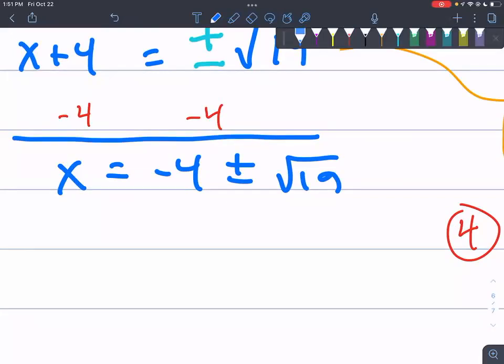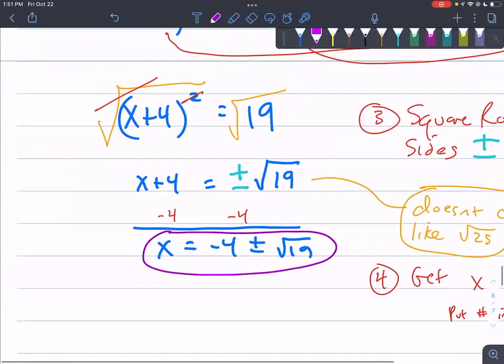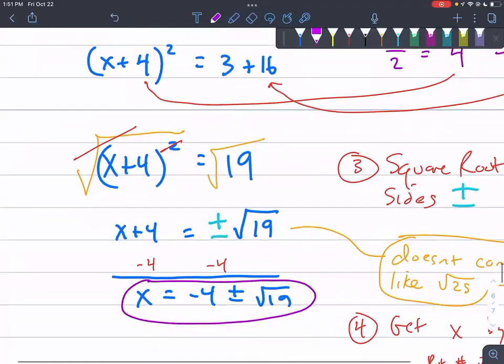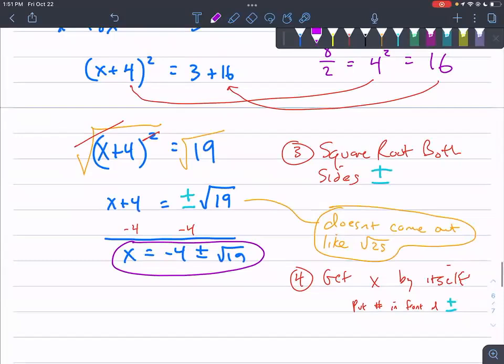Yeah, and you should just be able to enter this in. That's the answer. Any questions on any of these steps here? Get x by itself. Get x by itself, put the number in front of the plus or minus. Okay, we'll do one more of these and then I'll let you guys work on whatever you have to work on.